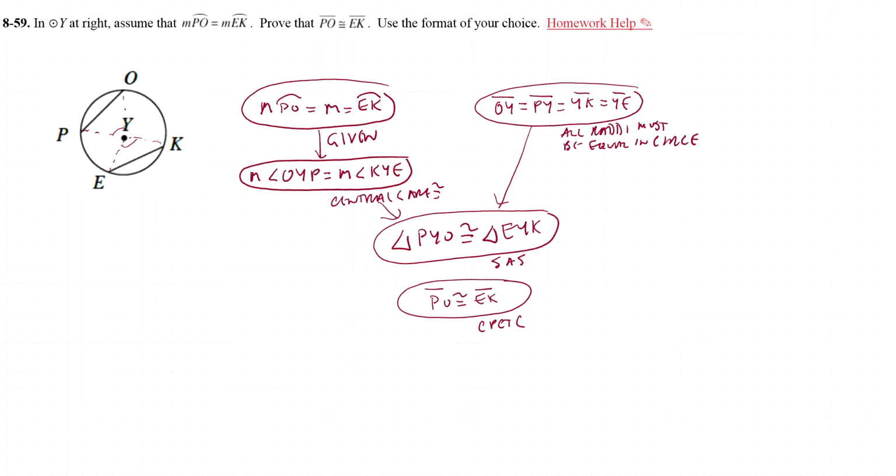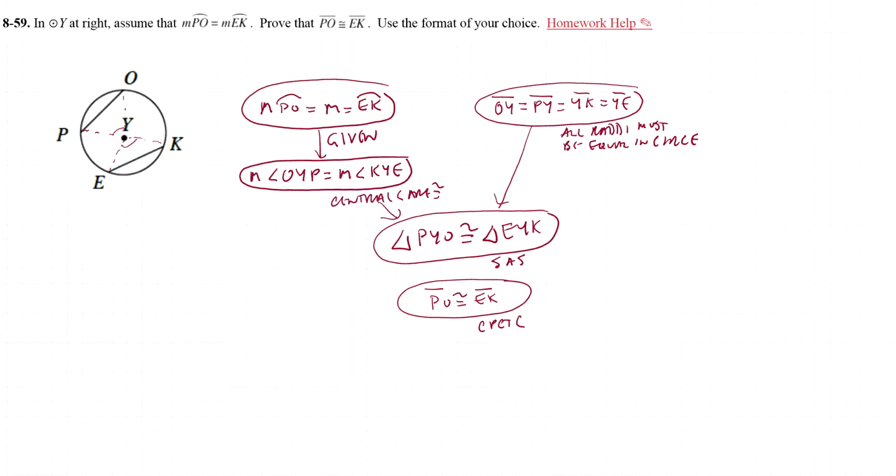So when I looked at this problem, I noticed that I had two triangles, and if I could prove those two triangles are congruent, then I can prove that segment OP and segment KE are congruent by CPCTC.